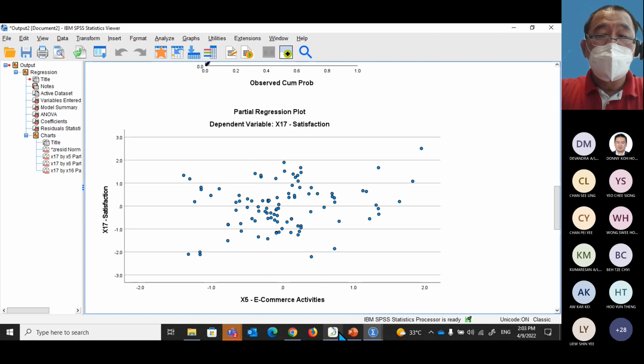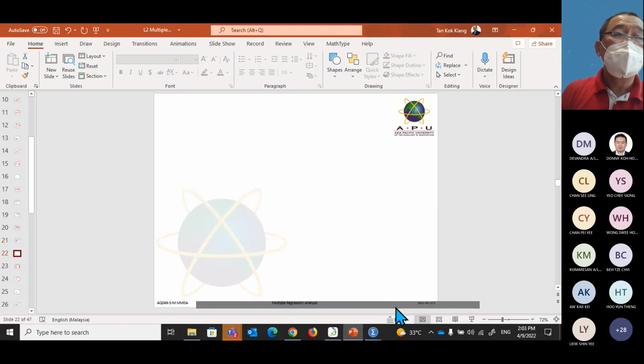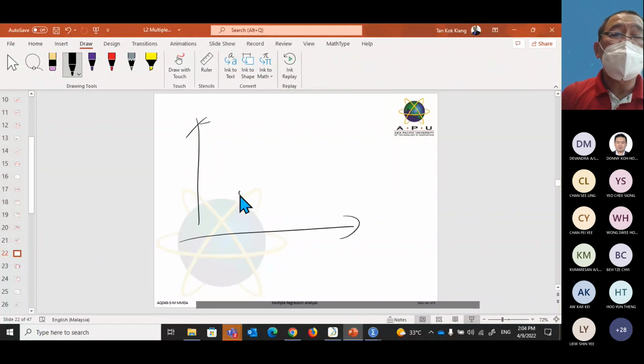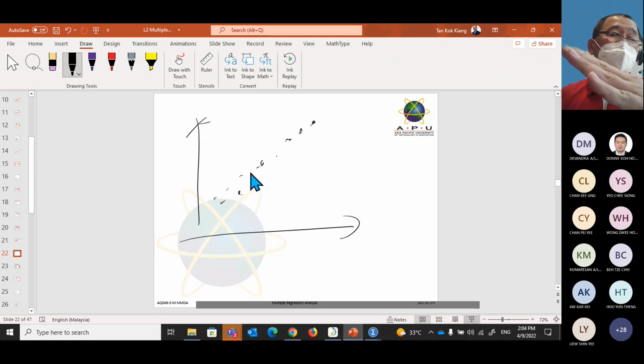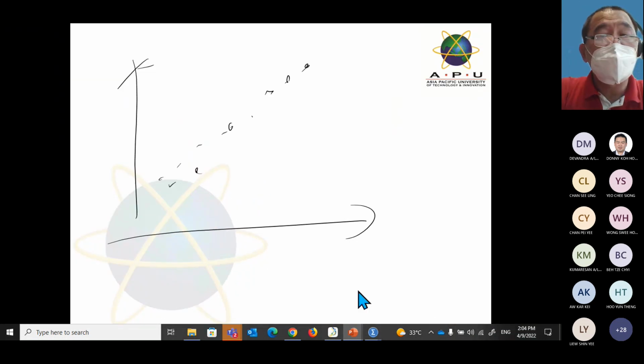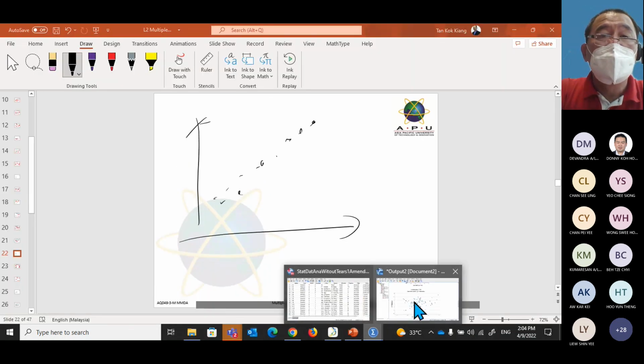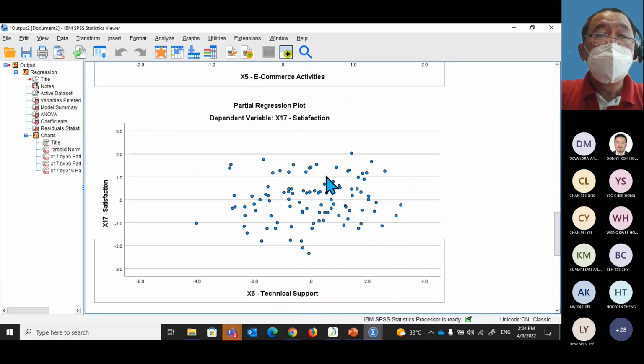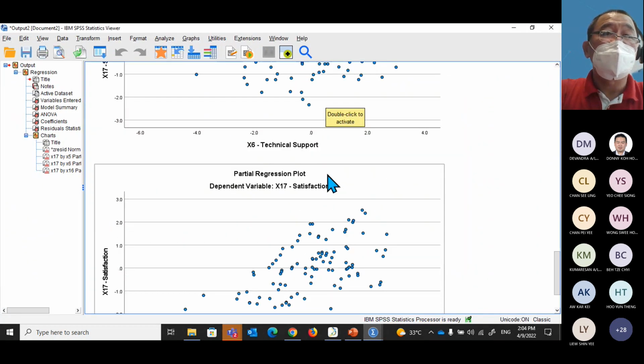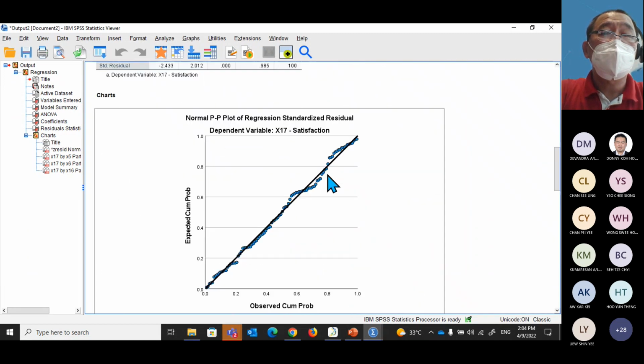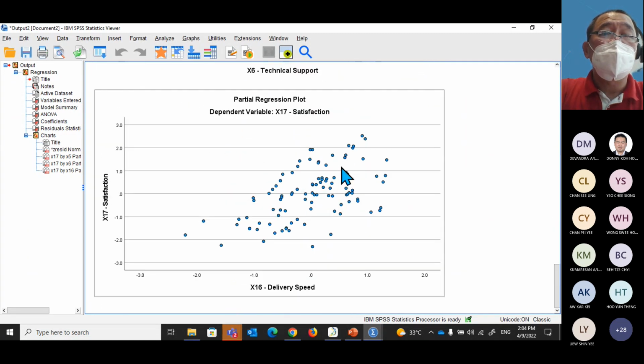For example, let's say the data diagram is like this. This is linear, a positive relationship. But now there is no pattern, therefore it is random, therefore it's good. So this is for the partial plot. Any question so far?